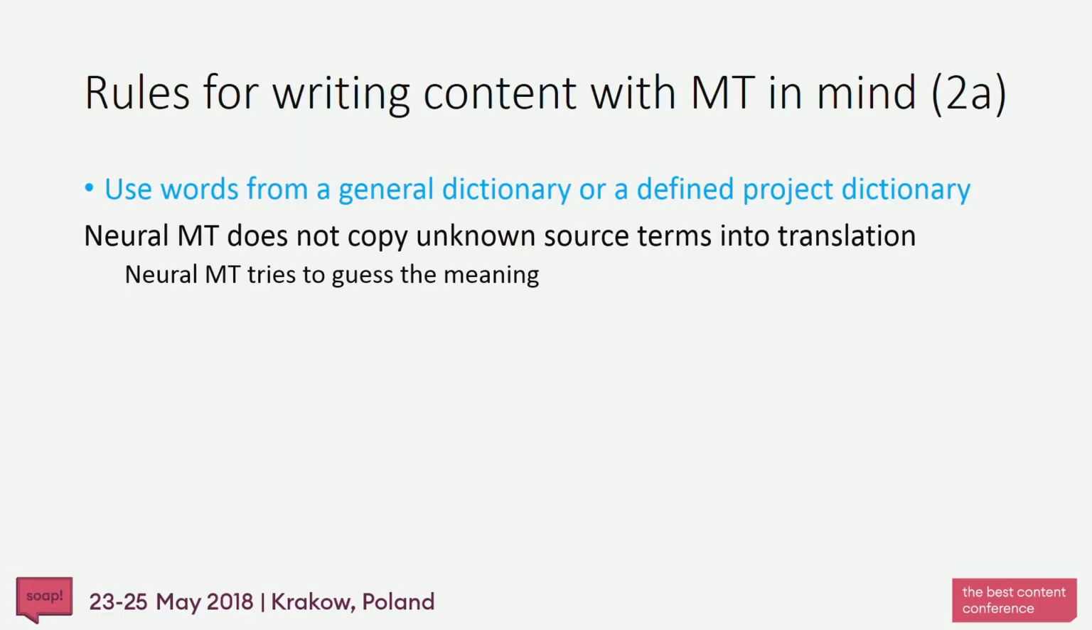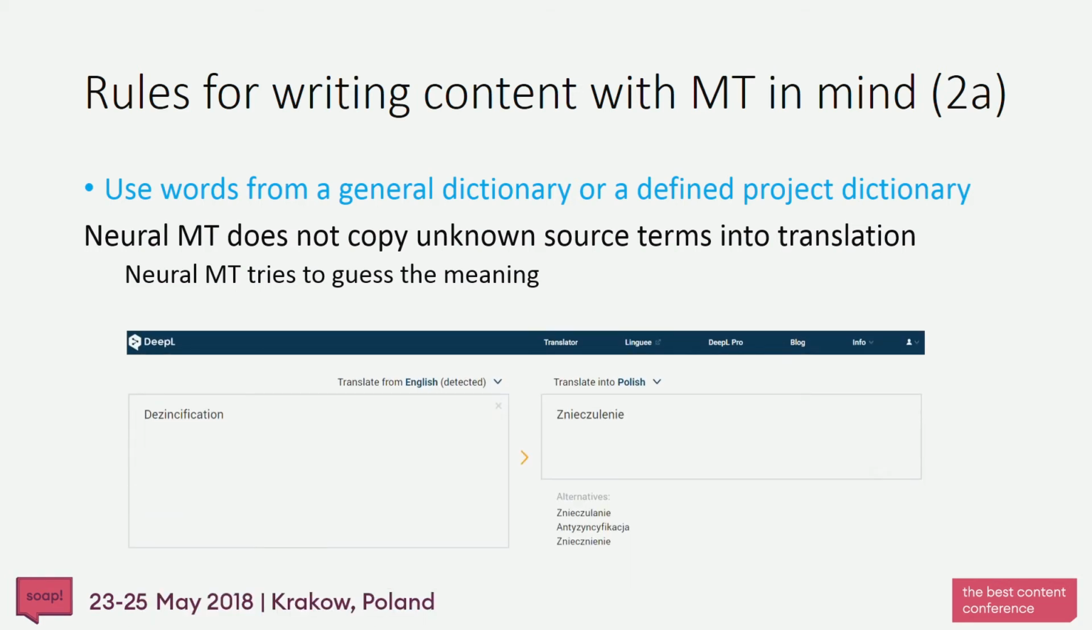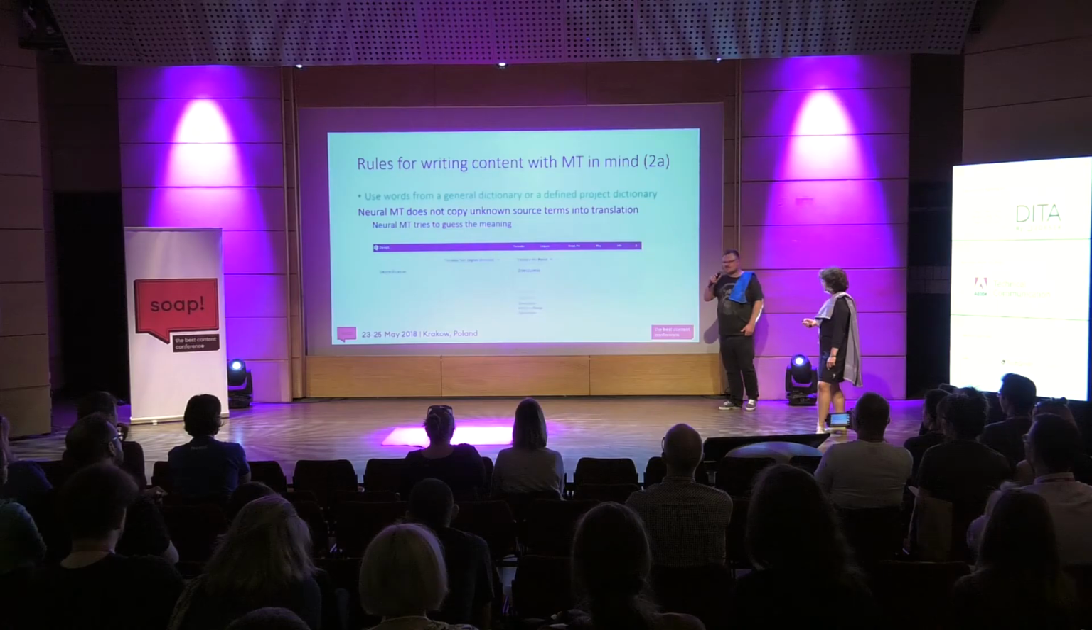A bit more, and this will be especially about neural MT. Neural MT does not, as you saw in the previous example from me, copy unknown source terms into translation. It will not leave terms untranslated. It will try to guess the meaning. I told you, it's like a child learning a foreign language. So here is a cool example from Wojtek, where, how do you read it? Dezinfication, removing of the zinc. Let's get it this way.